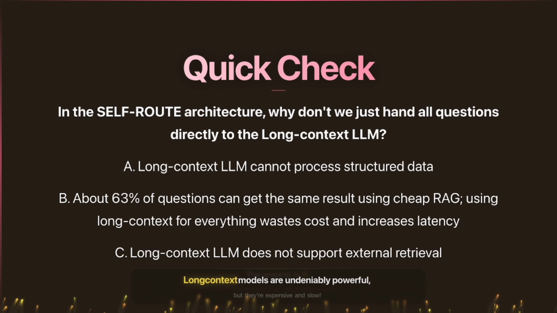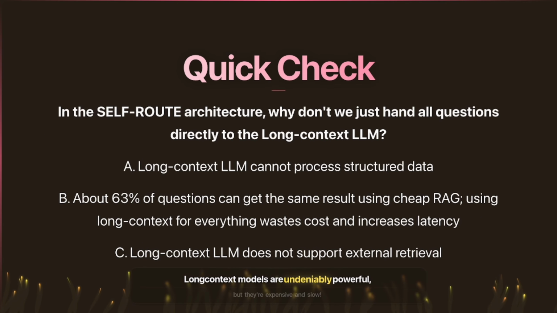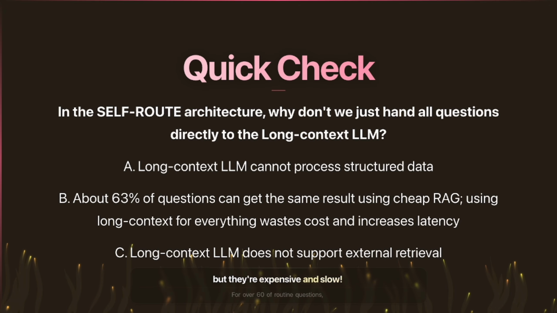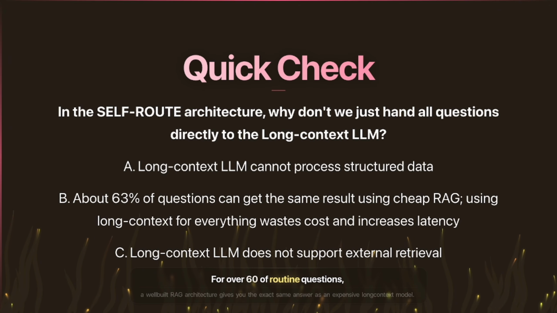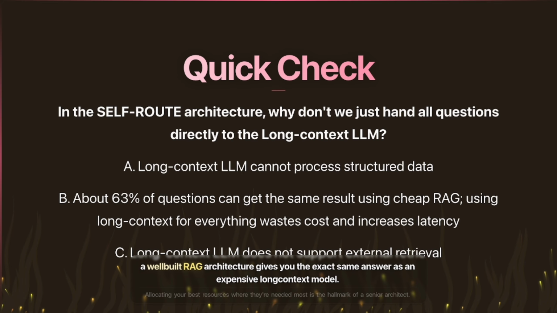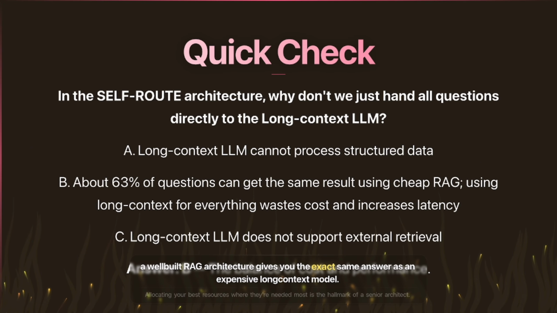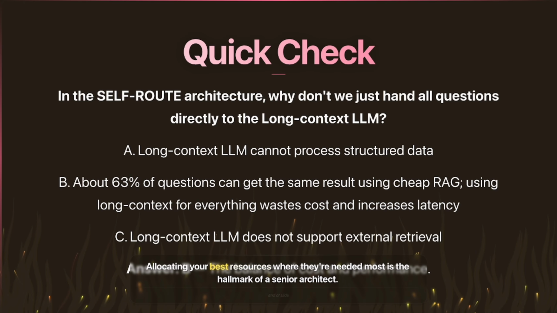The answer is B. Long context models are undeniably powerful, but they're expensive and slow. For over 60% of routine questions, a well-built RAG architecture gives you the exact same answer as an expensive long context model. Allocating your best resources where they're needed most is the hallmark of a senior architect.